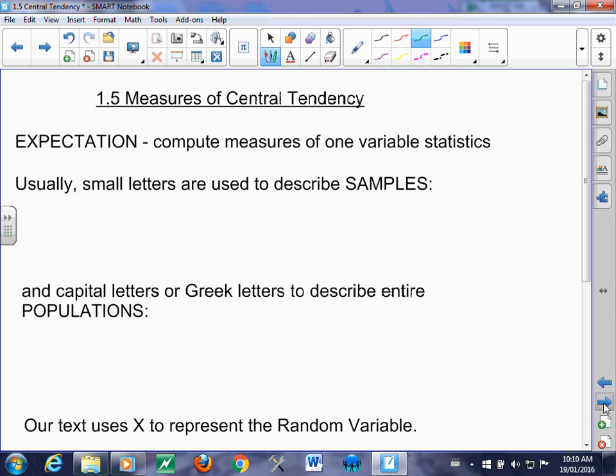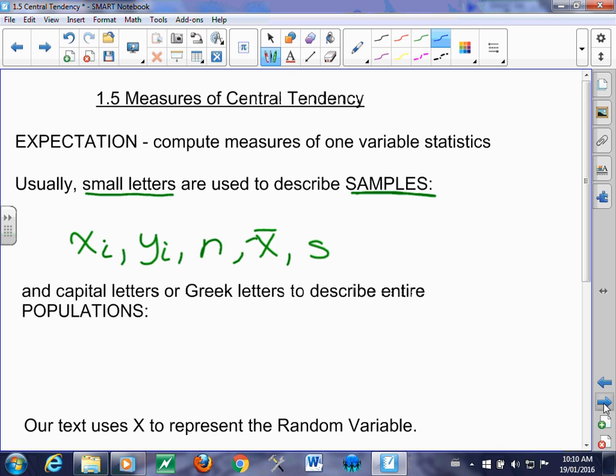All right. So now that we're taking what we've learned in the past, now we're putting it into a data perspective, okay? So compute measures of one variable statistics, okay? So usually small letters are used to describe samples, okay? So you're going to see lowercase x with a 1 below it, y with a 1 below it. You're going to see lowercase n, mean with the x with the bar across, okay? And a lowercase s, okay?